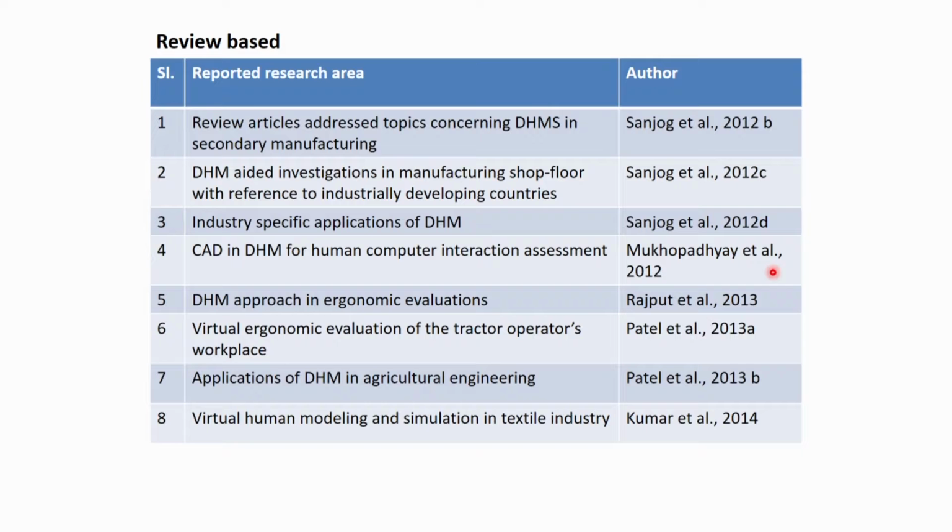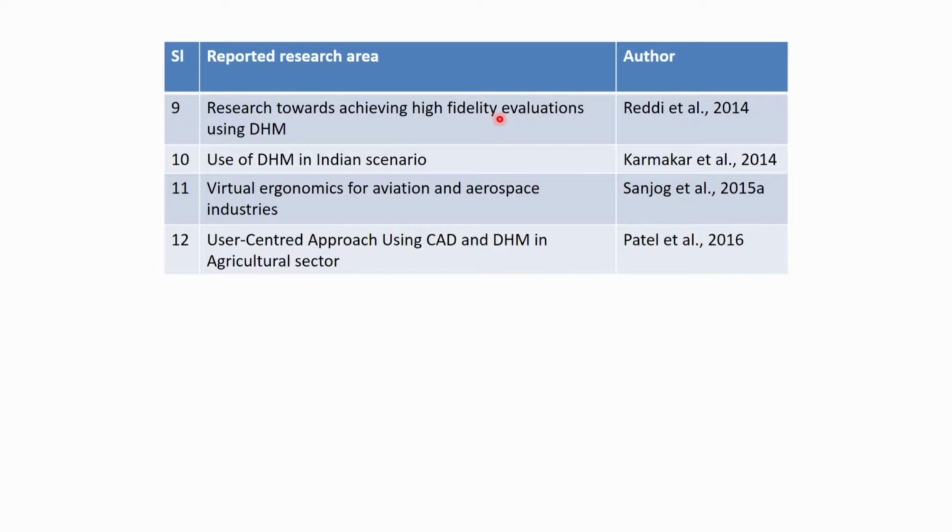And in these review papers, authors mention various aspects of digital human modeling, like CAD and digital human model for computer interaction assessment by Mukhopadhyay et al. 2012, digital human modeling approach in ergonomic evaluation by Rajput et al. 2013, application of DHM in agricultural engineering by Patel et al. 2013, then virtual human modeling and simulation in textile industry by Kumar et al. 2014, research towards achieving high fidelity evaluations using DHM by Reddy et al. 2014, use of DHM in Indian scenario by Karmakar et al. 2014, virtual ergonomics for aviation and aerospace sector by Sangjag et al. 2015, and the recent one, user centered approach using CAD and digital human modeling in agricultural sector.